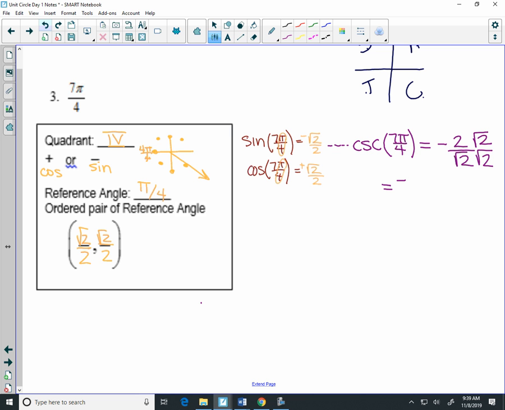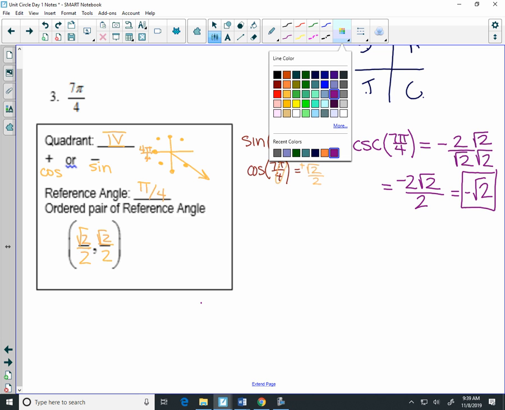On top I have negative 2 radical 2. What happens on the bottom? Radical 2 times radical 2? Just 2. And then those 2's cancel. So I end up with just negative radical 2. That is cosecant of 7 pi over 4.